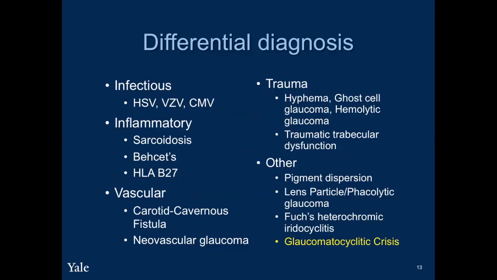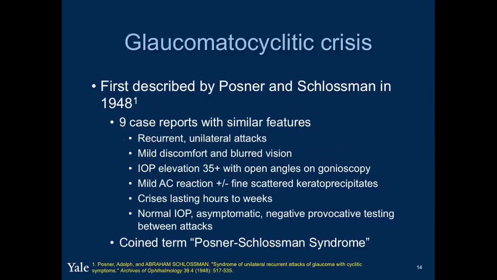So at this point, based on my exam, my leading differential diagnosis for this patient was an entity called glaucomatocyclitic crisis. This was first described by Posner and Schlossman in 1948. They described this syndrome based on 9 case reports that all shared similar features.